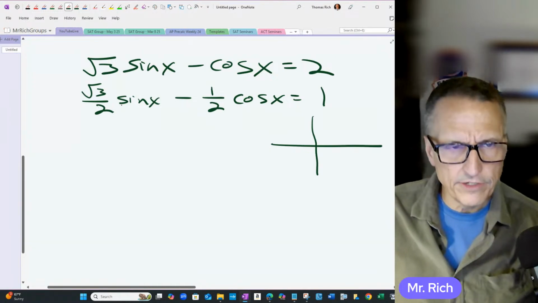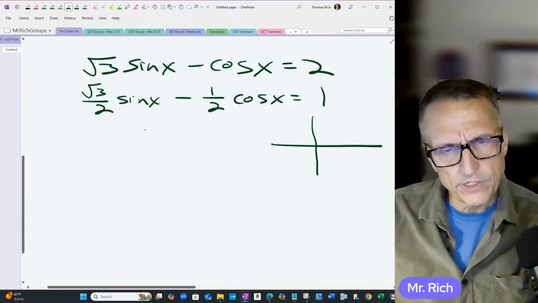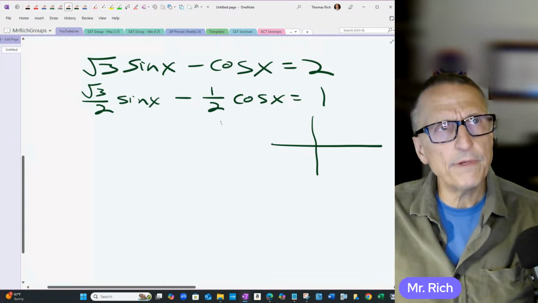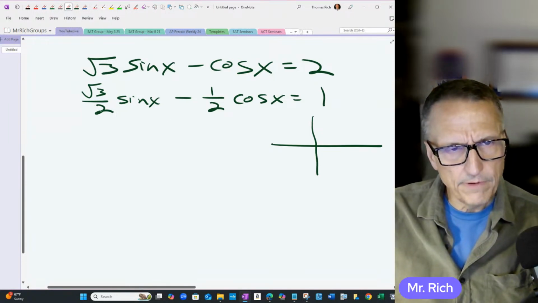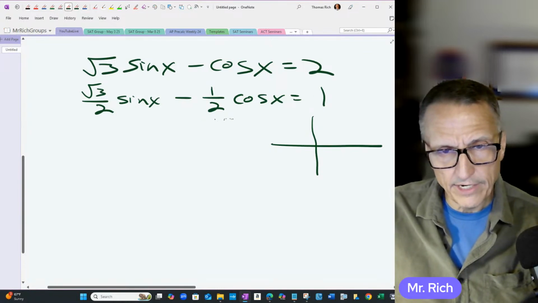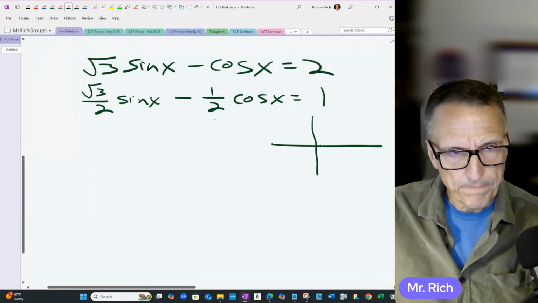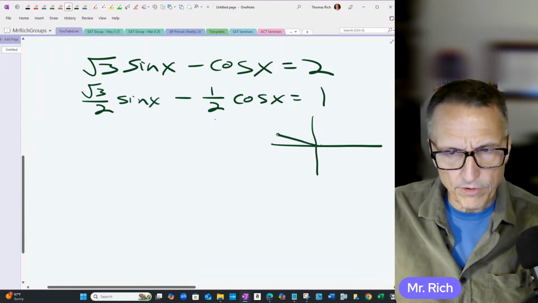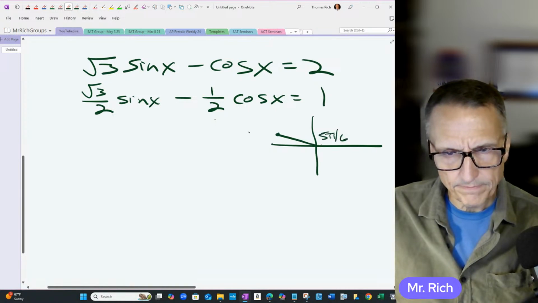So one of the things that I could do is think about making this into a sum and difference identity by realizing that if I pick the right angle, I could get this root 3 over 2 and negative 1/2. I could do it either one, actually. I could make this cosine and this sine. So let's pick this point over here on our unit circle. That's going to be 5 pi over 6.